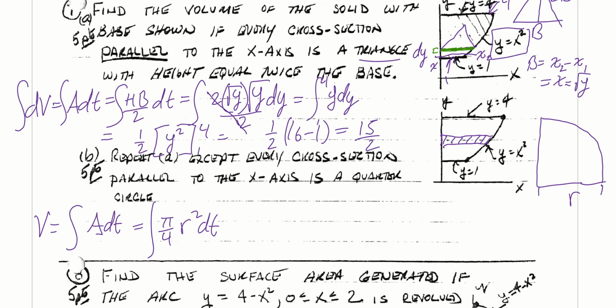All right, so if this is our r, we can do the same relation that we did before, because we said r is equal to x, which is equal to the square root of y, because we still need to use dy's. So it means we can integrate this as pi over 4 y dy from 1 to 4. Literally the exact same thing. The only difference is we're going to have a pi over 4 being multiplied by this.